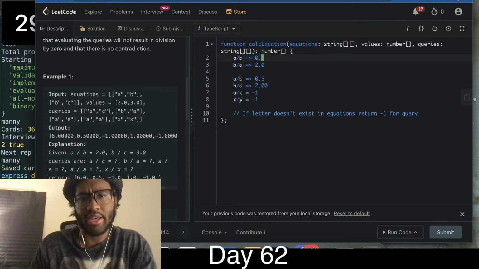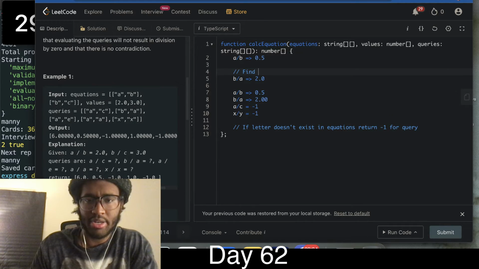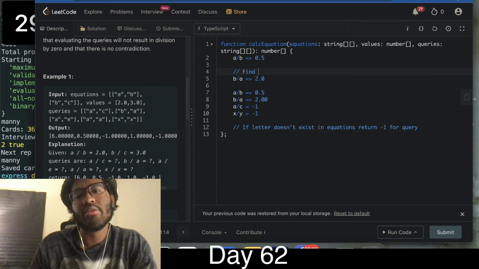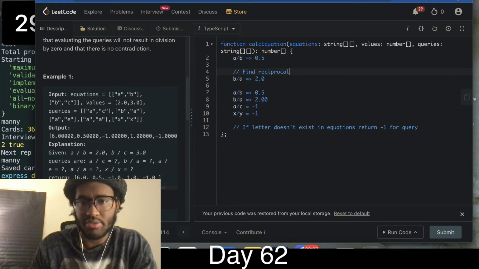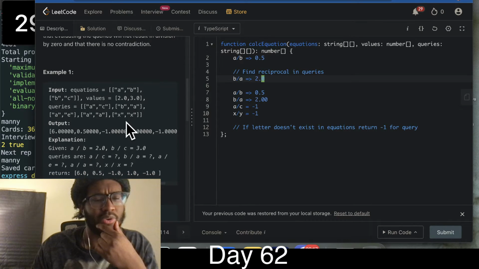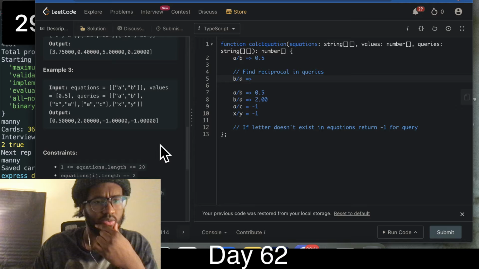So if we have A, let's just say we'll just find the reciprocal in queries. That would be B over A equals. I'm just realizing now we actually have no idea what those values are. So we actually don't even know that it equals 2.